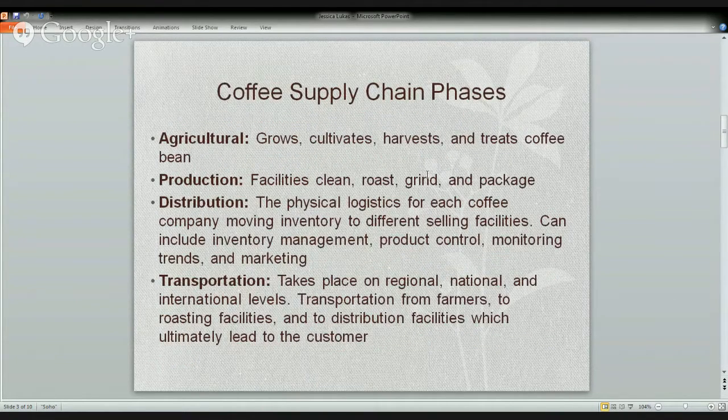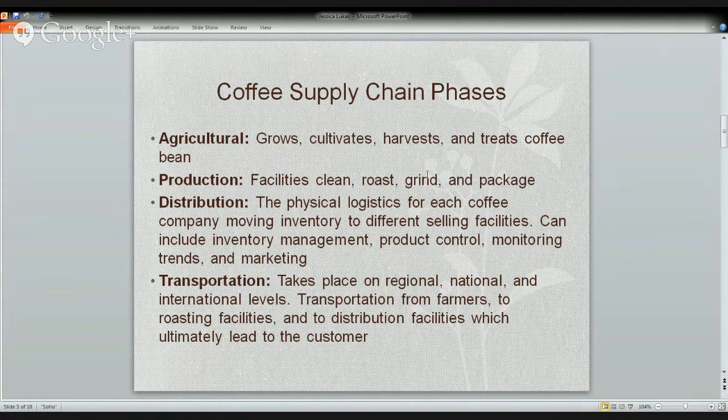So one key point regarding the coffee supply chain would be the coffee supply chain phases. There are four main phases, which include agricultural, production, distribution, and transportation. And agricultural is the first stage, which obviously grows, cultivates, harvests, and treats the coffee bean. Next is production, and this is where facilities clean, roast, grind, and then package to be able to get it ready to ship to facilities so they can sell to the customer.